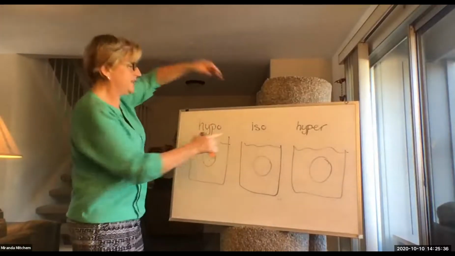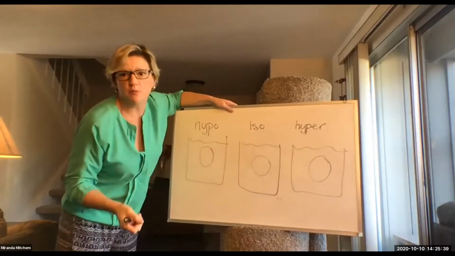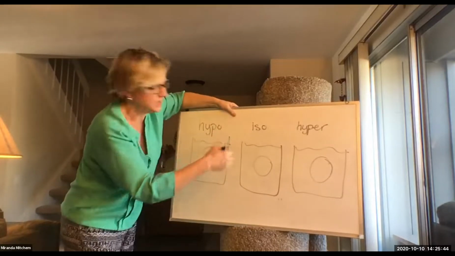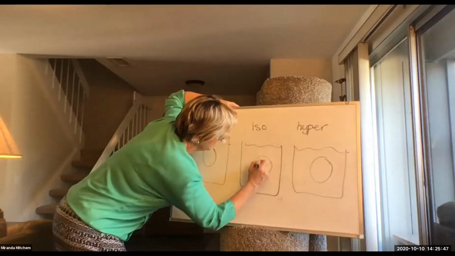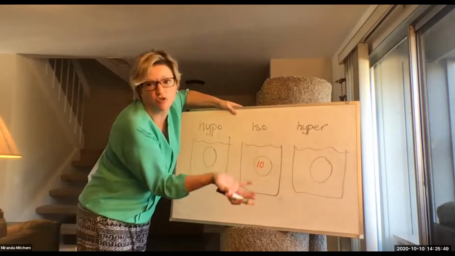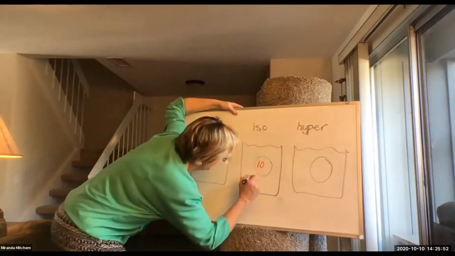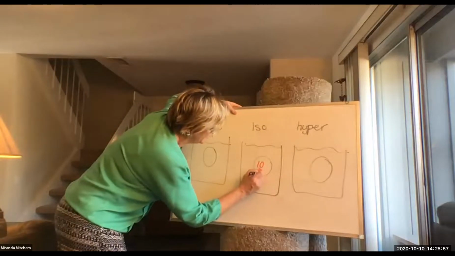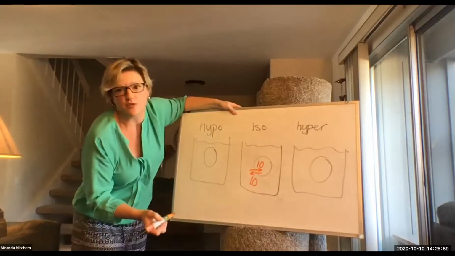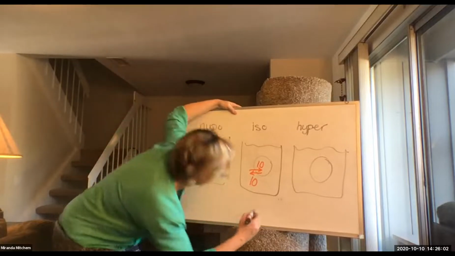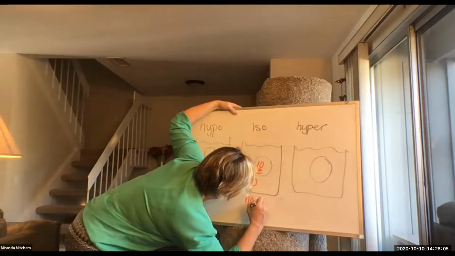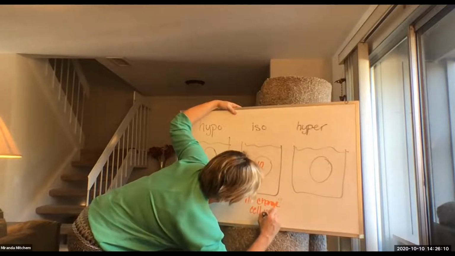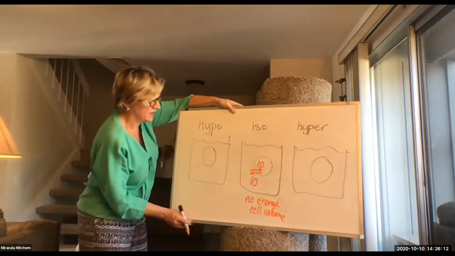Okay, so in the isotonic solution, we're just going to make up some arbitrary numbers that fit what's being described. So we have 10 units. The concentration is 10 inside the cell, and it's 10 outside the cell. So that means the movement of water in is equal to the movement out, and there's no change in the volume of the cell. So there's no change in the cell volume.